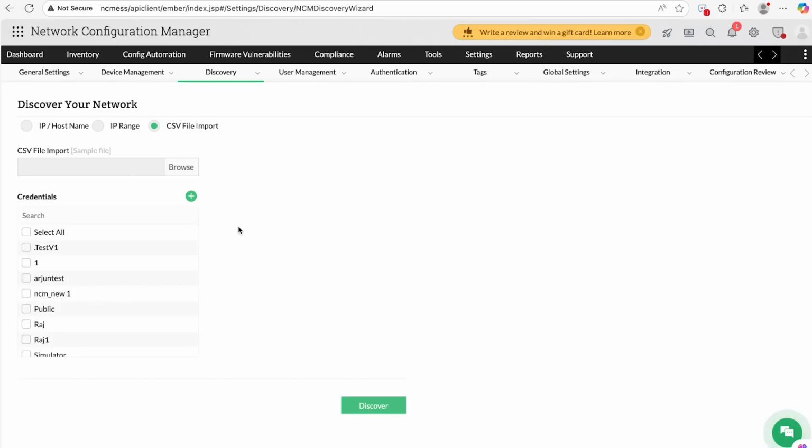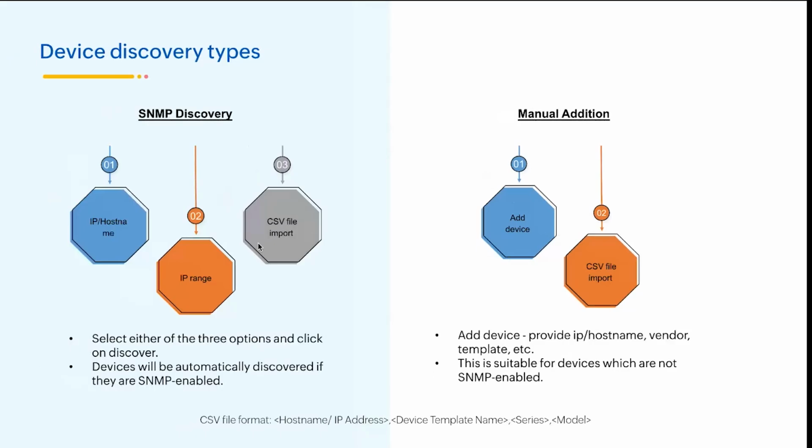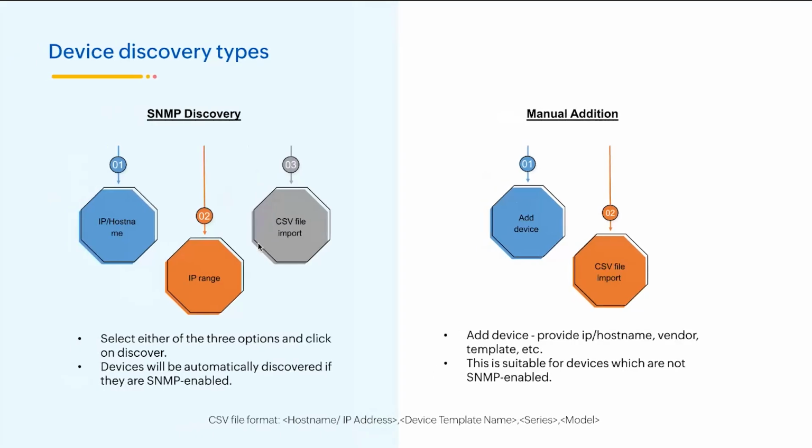I'd also like to mention that we have a certain format that has to be followed while you are discovering devices via the CSV file. You can find the format over here. So this is how the entries have to be. You must specify the host name or IP address, followed by the device template name, followed by the series and model of the device. This format needs to be followed for every device listed in the CSV file.